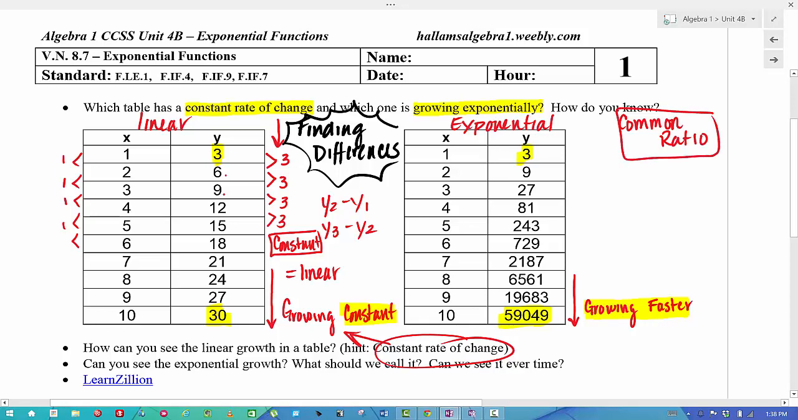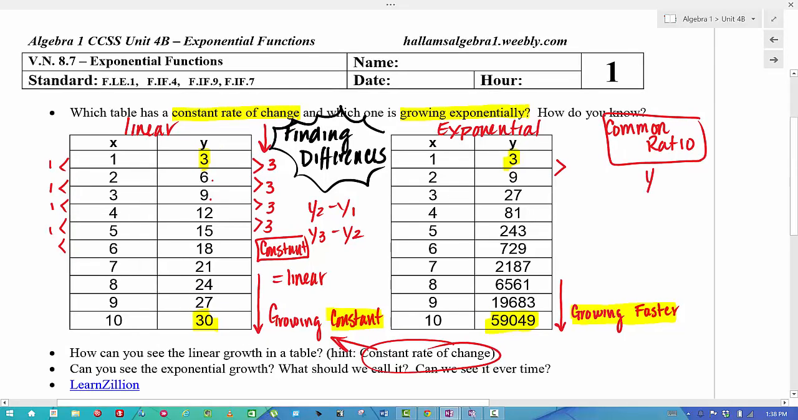Instead of subtraction, because these are multiplying up by 3, it's going to be a division of the values. So we're going to compare the two, but in this case we're going to take y2 and divide it by y1. That's why we call it a ratio versus a difference, which we do with linear. So if we can find that these are constant all the way down, then that means that this is an exponential function.